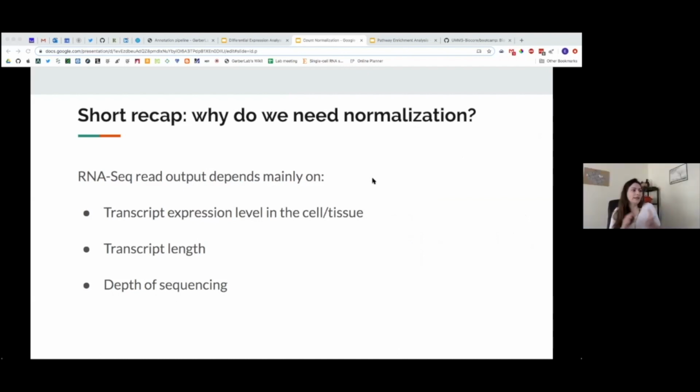So basically, your RNA-seq read output, just to recap what we talked about before, is going to depend on the transcript expression level in the cellular tissue. Is it a highly expressed transcript? That means you're going to get more reads in your RNA-seq experiment. Is it a longer transcript? That means you also will get more reads. And what is the depth of sequencing you have to begin with? So these are the three different variables that we want to control for when we talk about normalization.